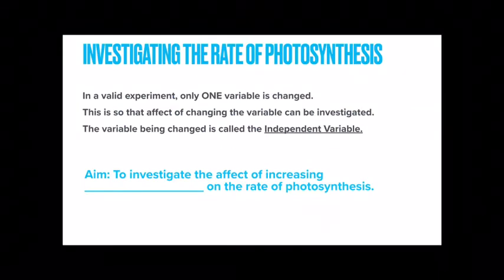Right, so when we're doing experiments, this one we're going to investigate the rate of photosynthesis. In a valid experiment, you only ever change one variable. So a variable is something you can measure, and because you can measure it, you're able to change it. We only ever change one thing, so that we know that's the variable that we're investigating. And it's called the independent variable because it's by itself. Like when you leave the house and you grow up and you leave home, you're independent of your parents. This variable is independent of the rest. The other variables are kept the same.